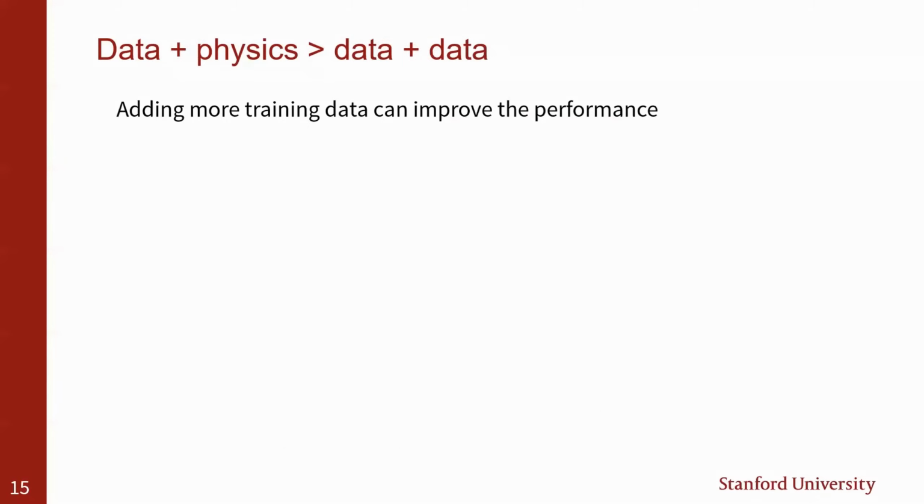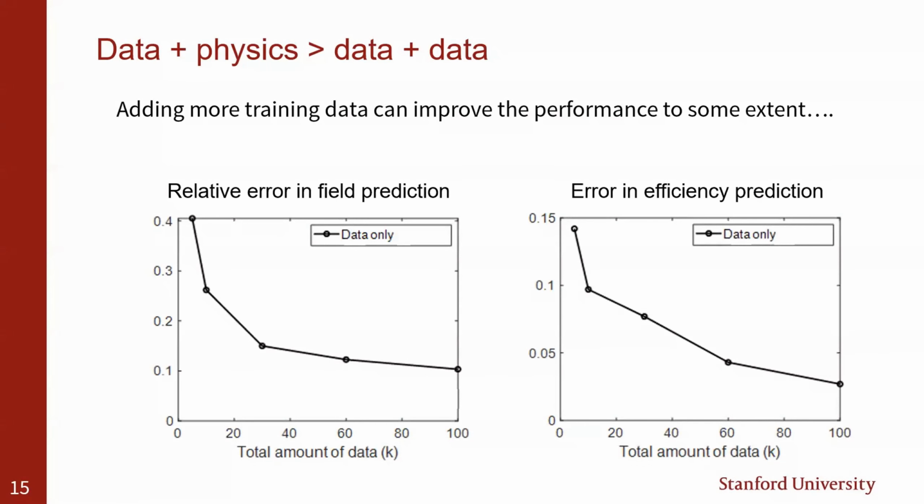In this last part, I will share with you one of our interesting findings. It is well known that we can always increase the amount of data we use for training to improve the network performance. And this is true, as we can see here. With the data-only UNet, by increasing the training data set size, both the error in field prediction and efficiency prediction go down. However, we can also see that the curve plateaus pretty fast.